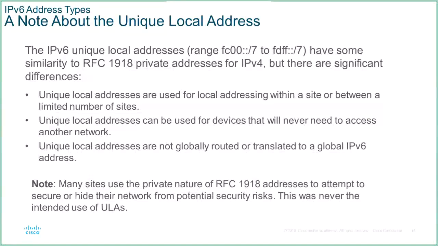So just like we have in IPv4 with the 10.0.0.0 network, the 172.16 to 172.31 networks, and the 192.168 networks that anybody can use in their private networks, the FC00 to FDFF are basically like the same.